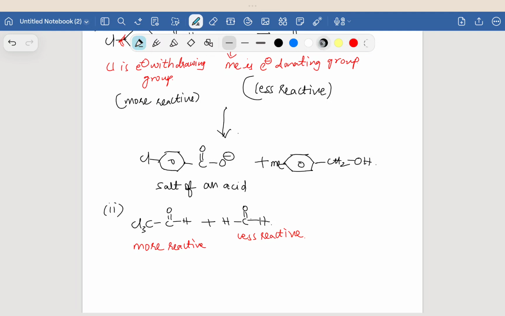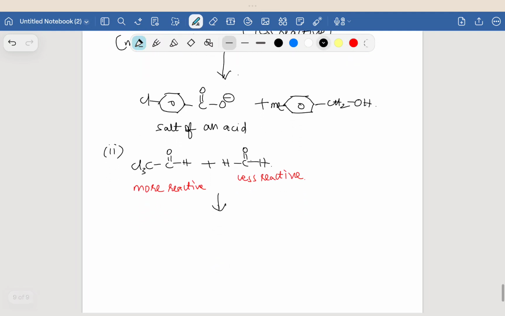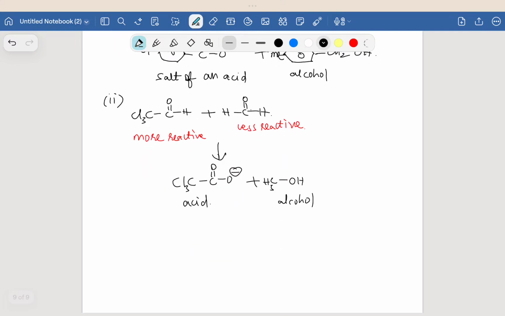So what does it form? It forms CCl3COO minus, CCl3 C double bond O minus, the salt of an acid, plus here the alcohol group. Here I forgot to write alcohol. Next, here what will it form? CH3OH, alcohol and acid, salt of an acid. This is all about the Cannizzaro reaction.